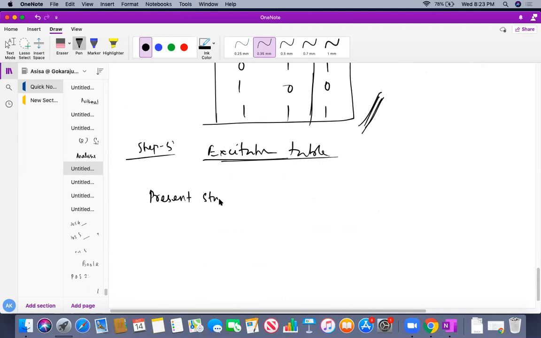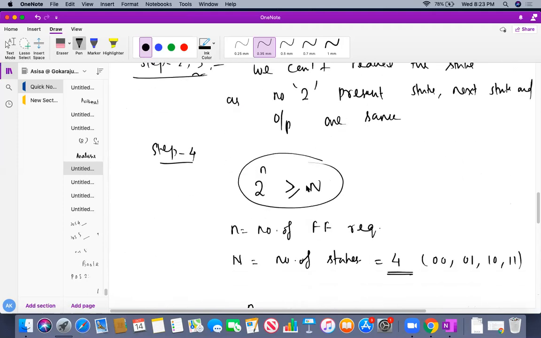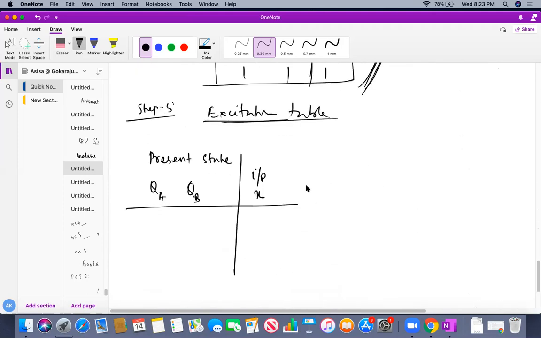So this is my present state. My present state is obviously QA, QB. We have already seen that. Okay. So my QA, QB is my present state. And another one is input. Input is what? X. Always input is X. So X is 0 or X is 1. Do you all understand? And what is output? Output is always Y. What is next state? QA plus 1 and QB plus 1. Okay. So do you all understand now? So excitation table consists of present state and input, and now after input there will be next state. So next state will be obviously QA plus 1 and QB plus 1. Okay.